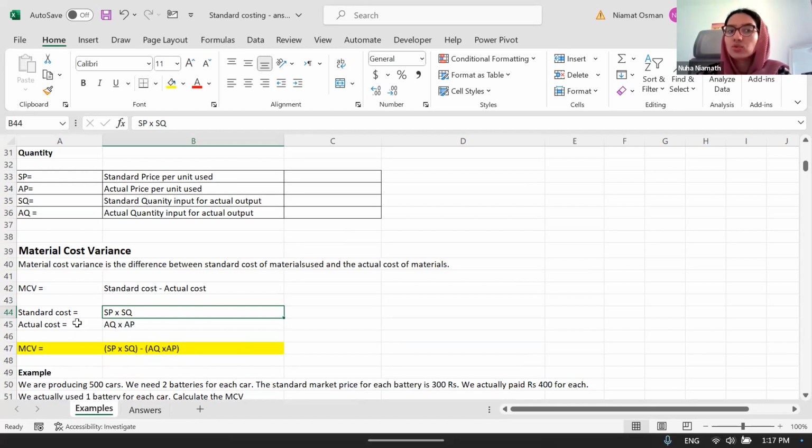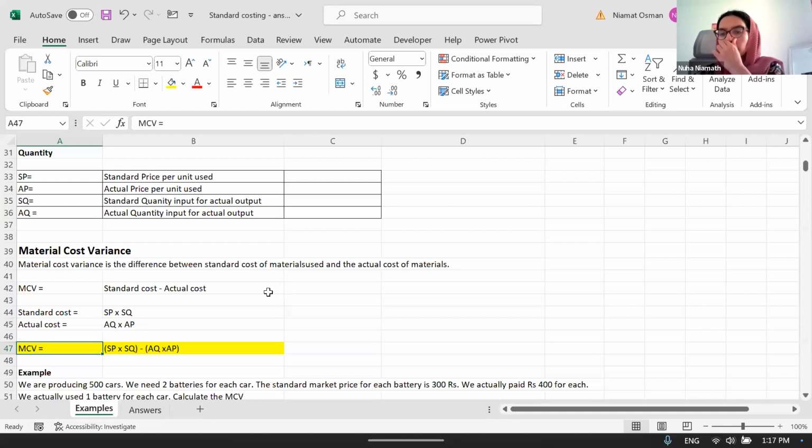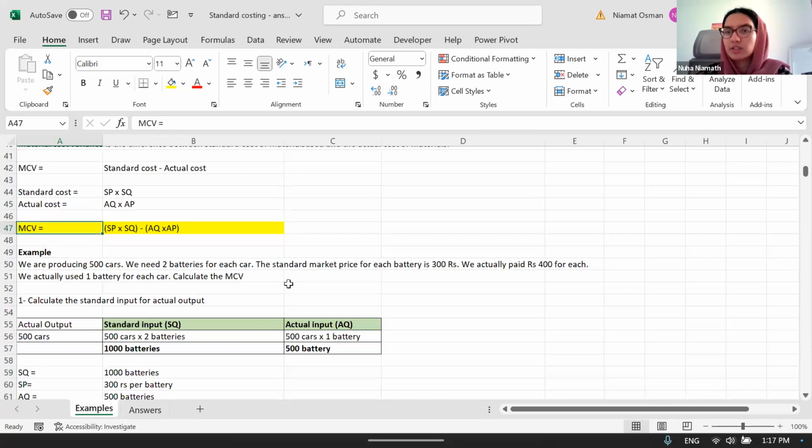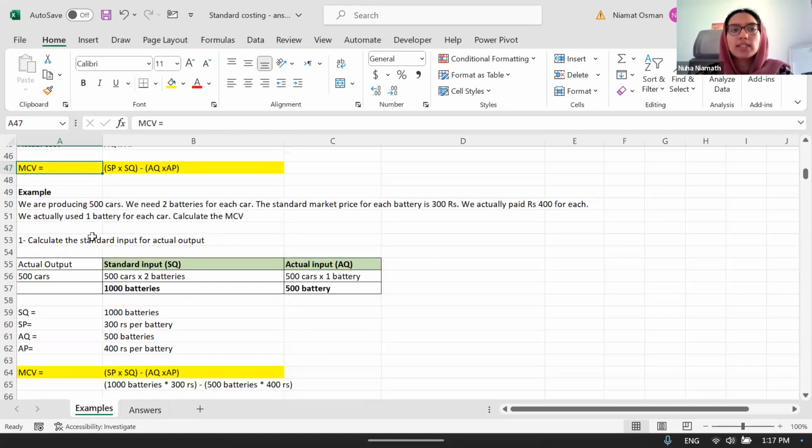Okay. And actual cost is what? What is the actual quantity you have used into the actual price? So therefore, how can we define material cost variance as standard cost minus actual cost? What is standard cost? SP into SQ. And what is actual cost? AQ into AP. Is everybody clear here, or is there any doubts here? We will be doing an example so that you are clear with this. After the example, if there's some doubt, again, I shall repeat this concept. Okay. So let's take this example.